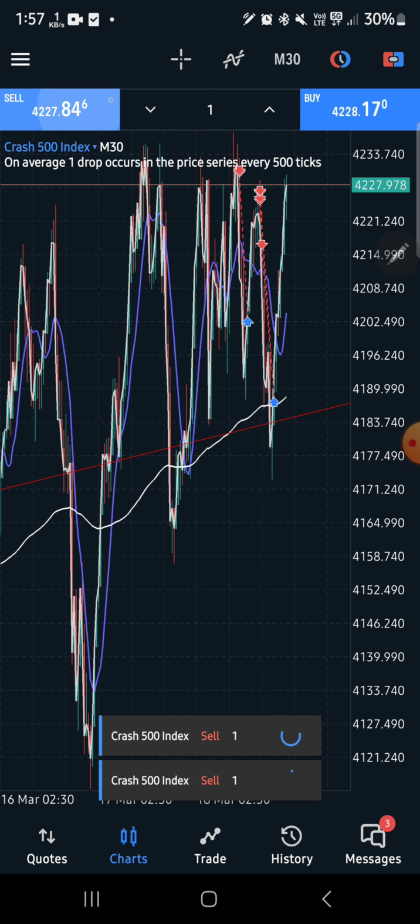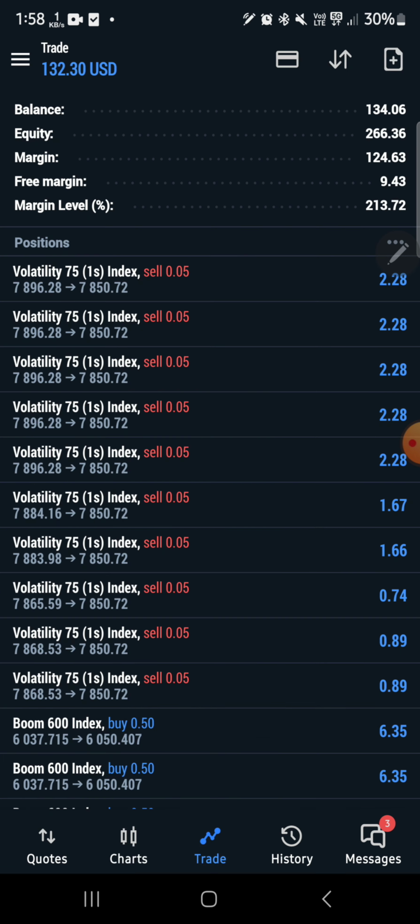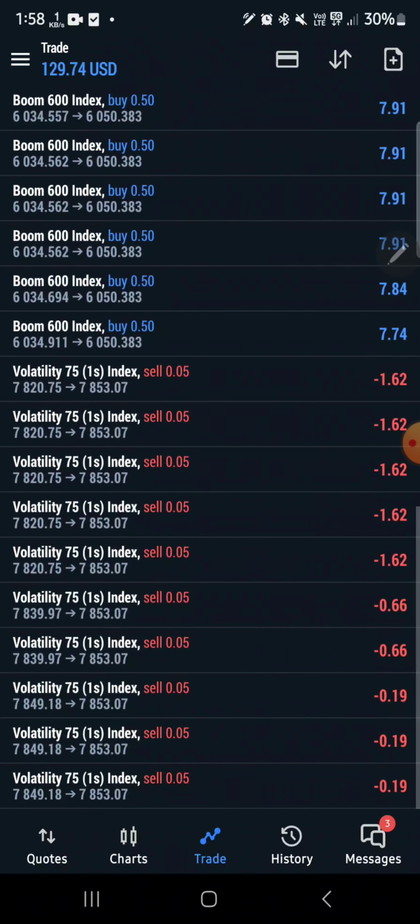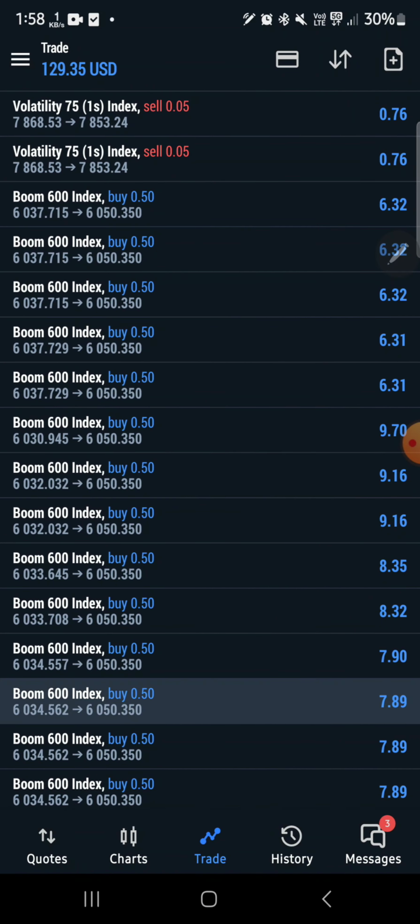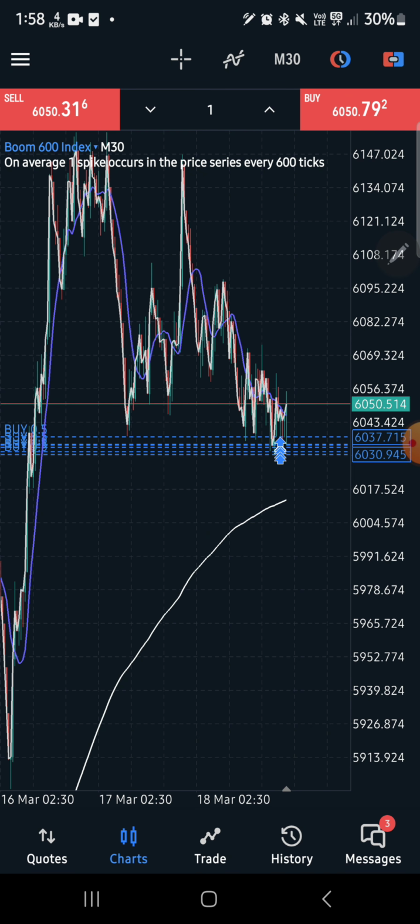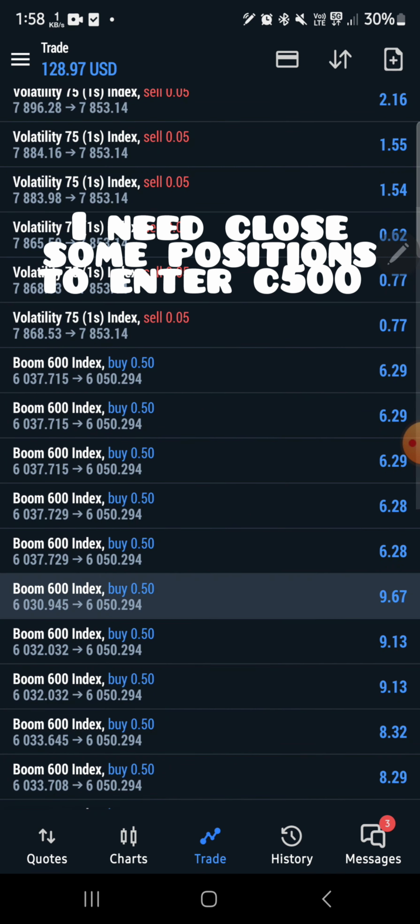And yeah, this is why I took a very big opportunity, because Crash 500 is back again to our entry points, giving us the opportunity to sell for the third time in a row.